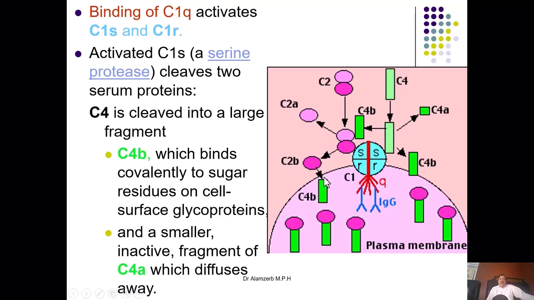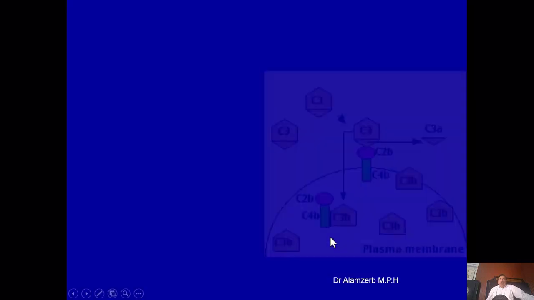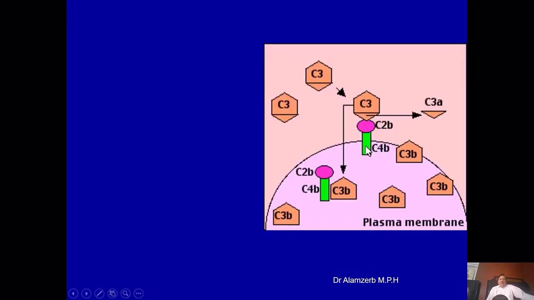The B portion then comes and attaches to the C4 molecule. This makes a complex. C2 and C4 make a complex. This is C4 and this is C2. They make a complex on the surface of the cell membrane. When the C2 and C4 combine with each other, they attract C3 and cleave it, or break it, into two portions, C3A and C3B. This C3B does two jobs.